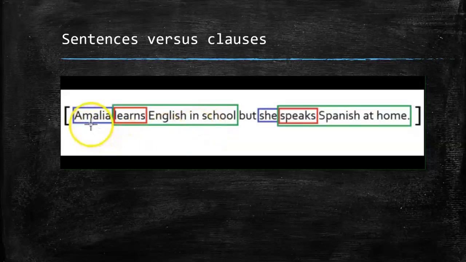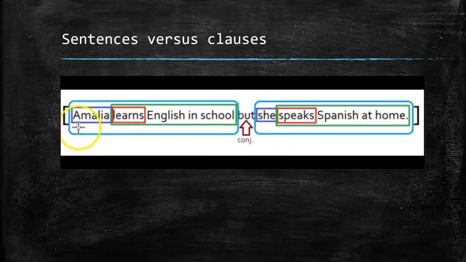Let's have a look. Amalia learns English in school, so we have a subject, a verb, and a predicate. She speaks Spanish at home. Okay, so now I am going to box these 2 right here in blue. Okay, so there you go. So now we have one sentence: Amalia learns English in school, but she speaks Spanish at home. This is one full sentence.